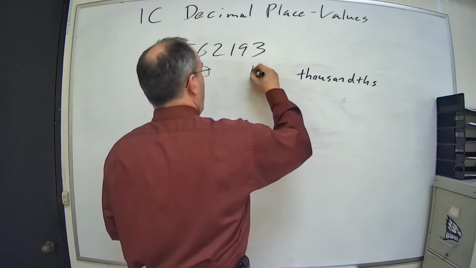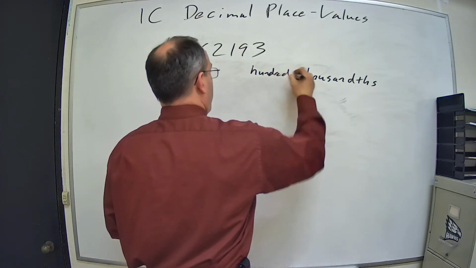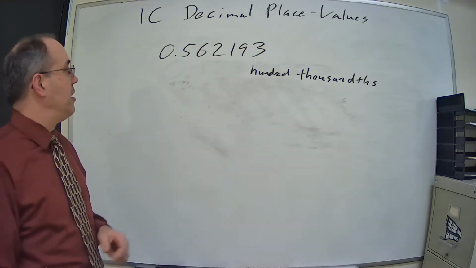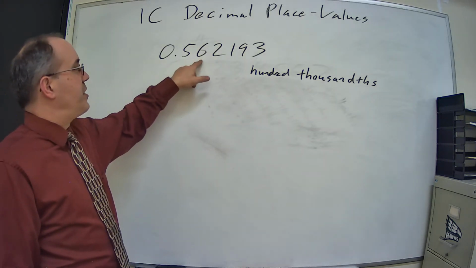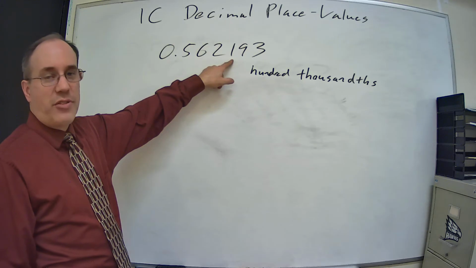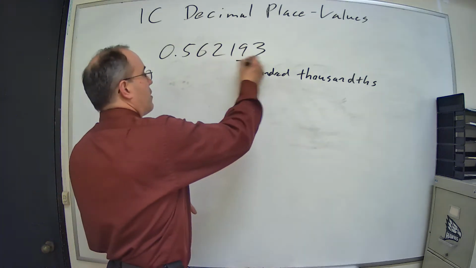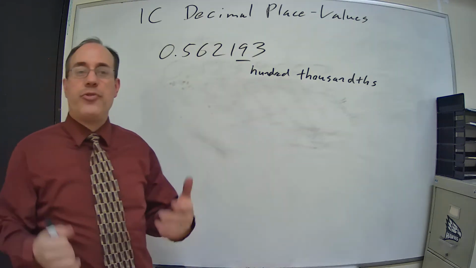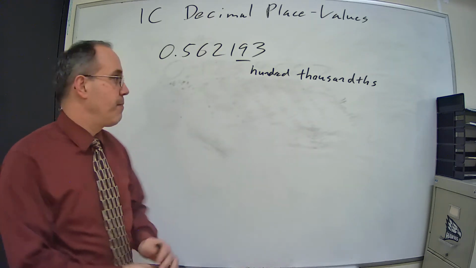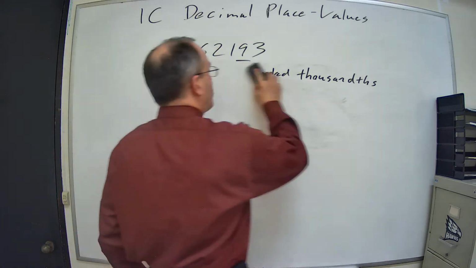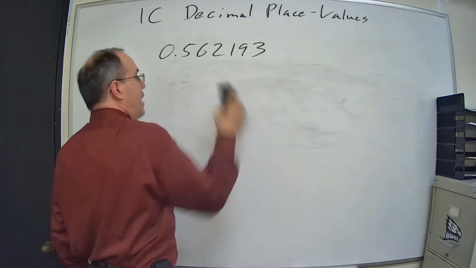What if I make it the 100 thousandths place? Tenths, hundredths, thousandths, 10,000ths, 100,000ths. So the 9 is in the 100,000ths place. So just count your way out. Don't be afraid to do that.